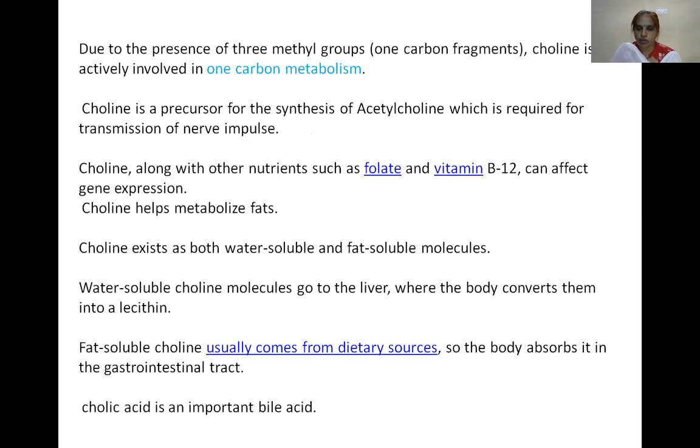Like lipoic acid, choline also exists in both water soluble and fat soluble forms. The water soluble choline molecule, when it enters the liver, is converted to lecithin.